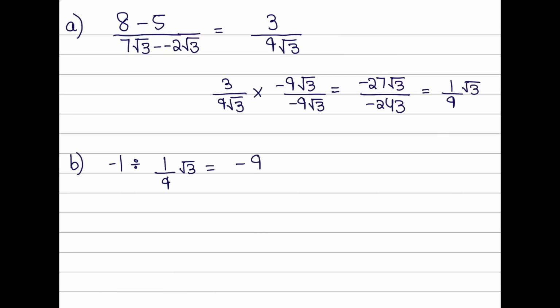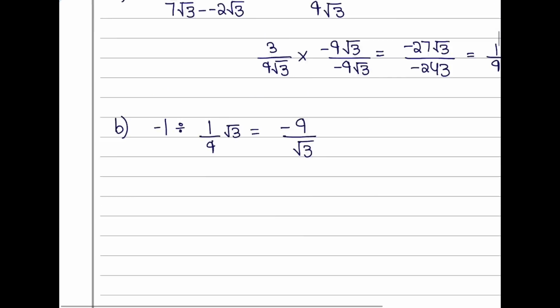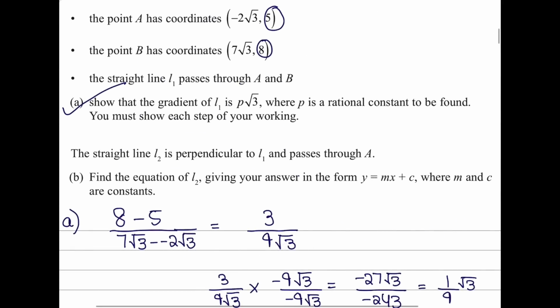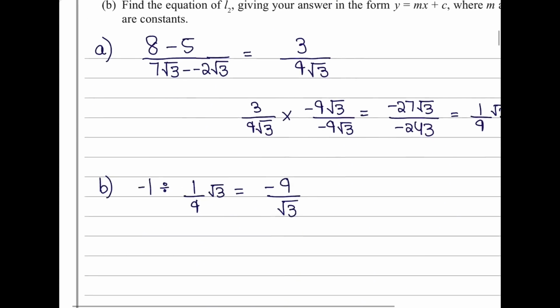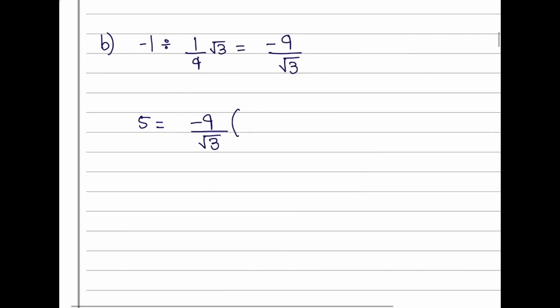And that's negative 9 over root 3. That's the gradient. And it passes through the point A. So when I put x, I'll get negative 2 root 3. Okay, so this is the gradient. When I put x as negative 2 root 3, I get y as negative 2. Hmm, so 5 is equivalent of negative 9 over root 3 into negative 2 root 3, plus we add a constant c.